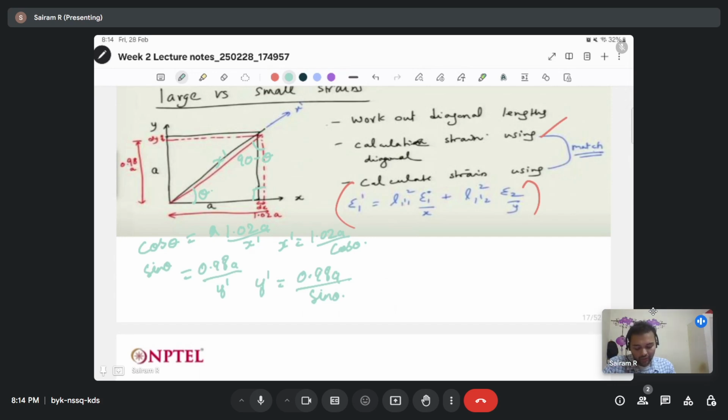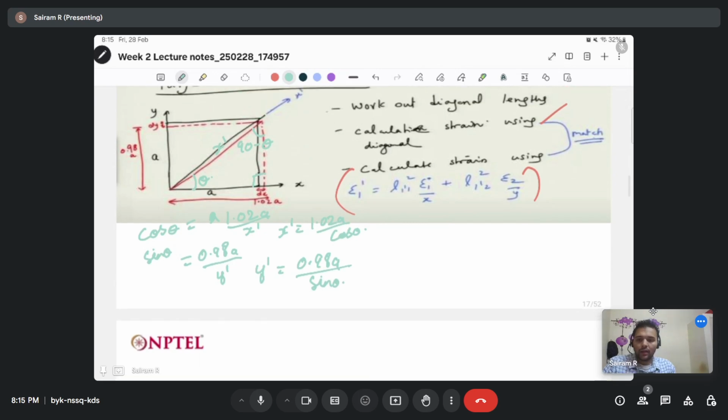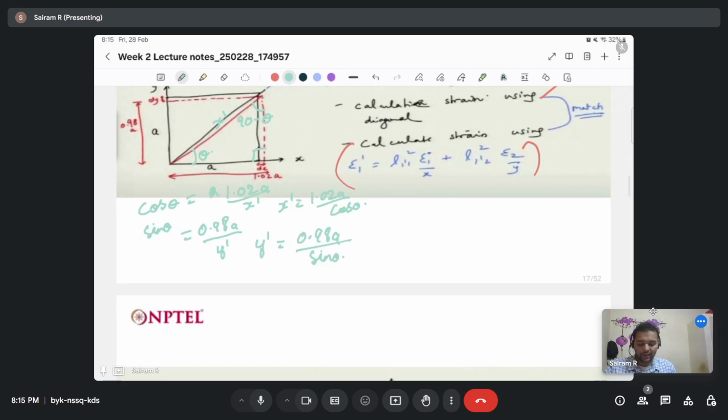So we know the values of cos theta and sin theta, so x prime and y prime right now. Calculate strain using this particular diagonal. So you can use these values, and then you can try and work out the length. We pretty much know the length of this right now, so you can try and work out the details of the same.